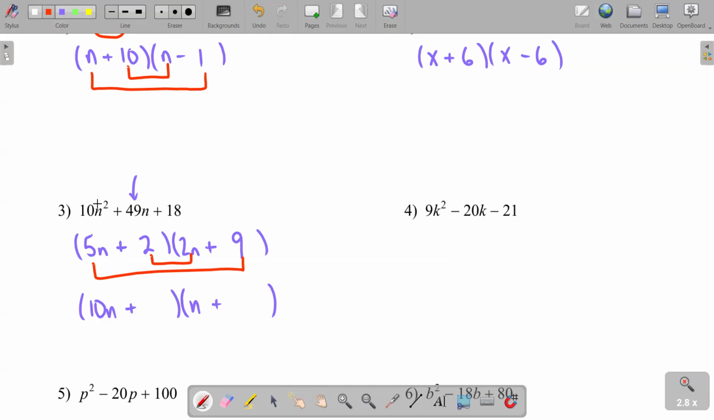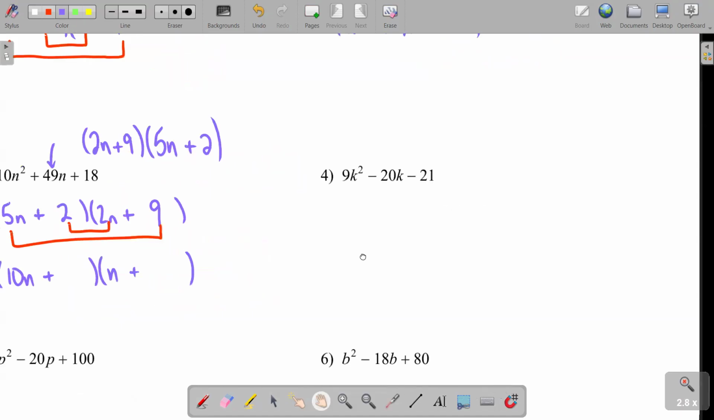Okay, remember that order is irrelevant. So like if you on that one had like 2n plus 9 first and 5n plus 2 second, that's okay, as long as the factors themselves don't change. The order of them can, of course, change. That's irrelevant.